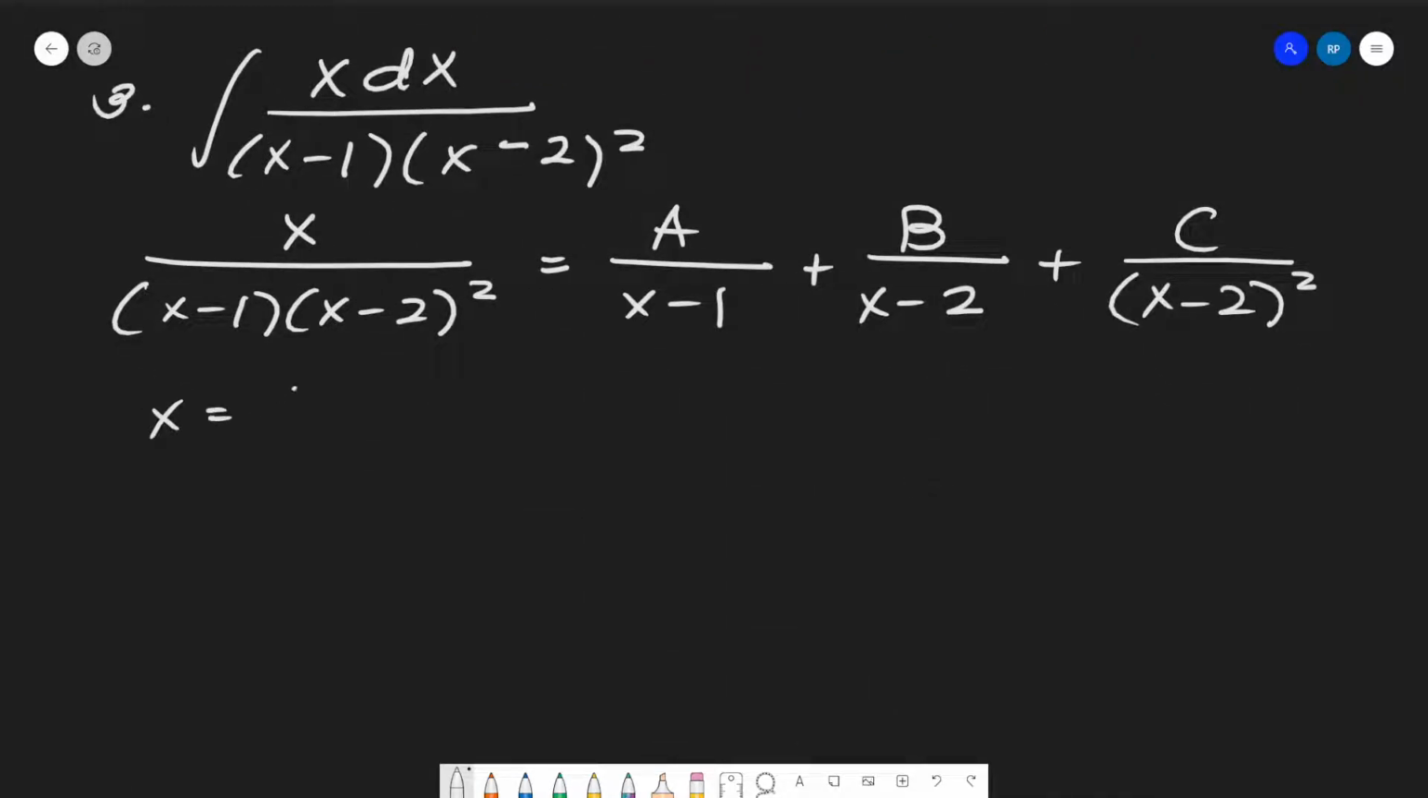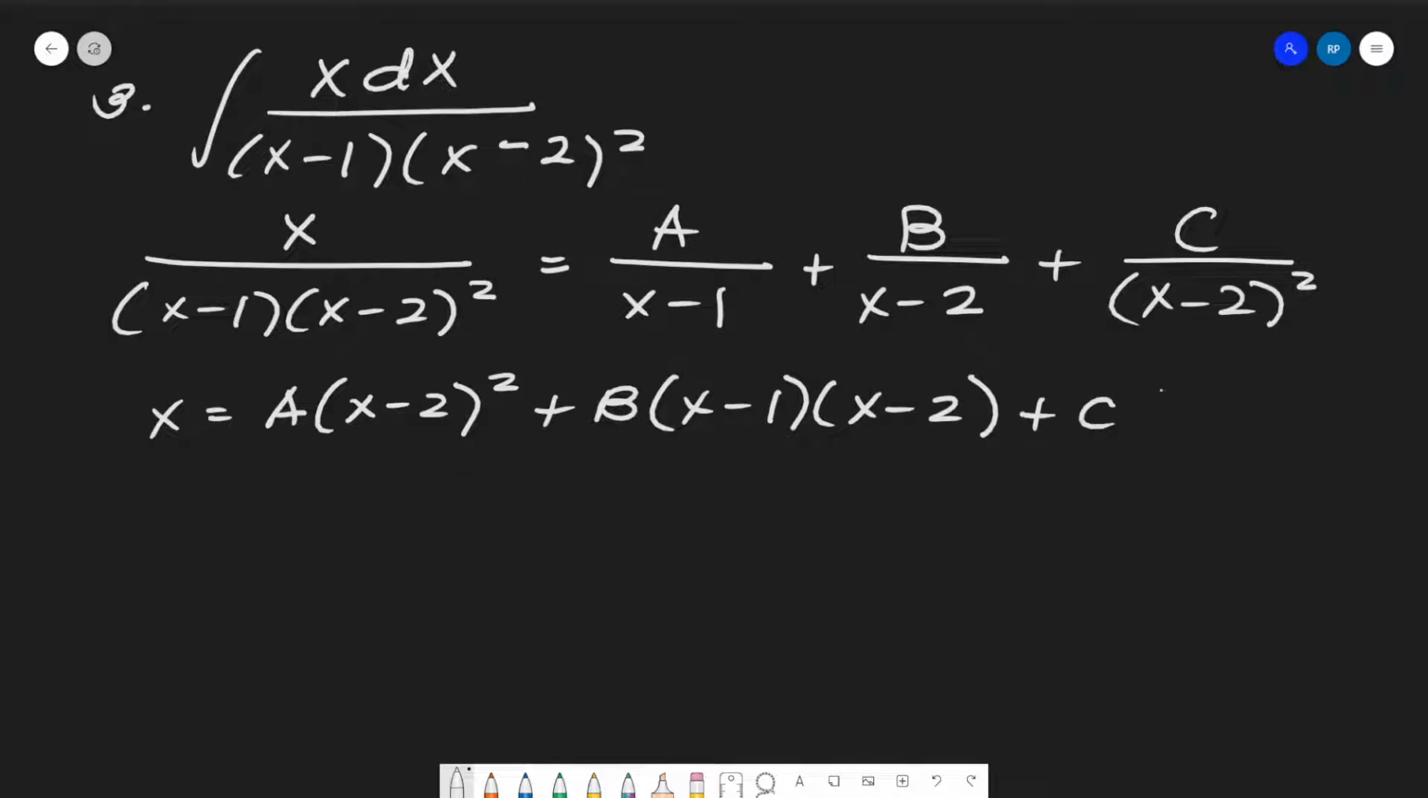Ayan, ganyan siya isulat. So, imumultiply lang natin both sides ng original denominator. Hence, x is equal to a times x minus 2 squared, plus b times, since this is only 1 x minus 2, kailangan pa natin mag-multiply ng isa pang x minus 2. Then, plus c times x minus 1. Ayan. Kasi squared na siya. Okay? So, let's solve, no?